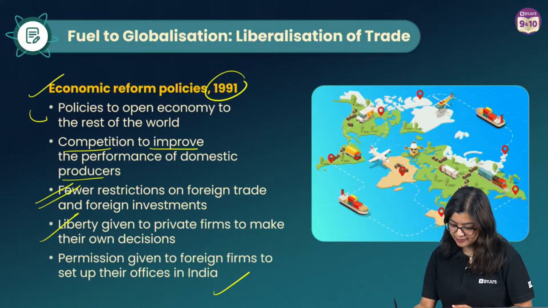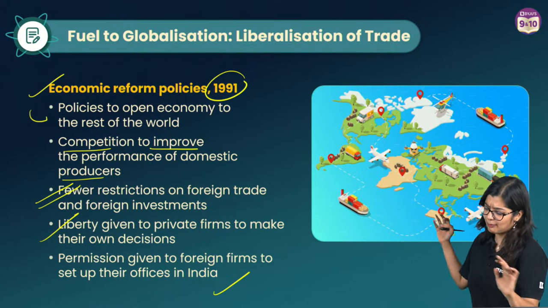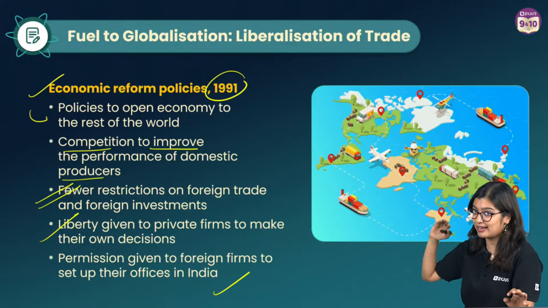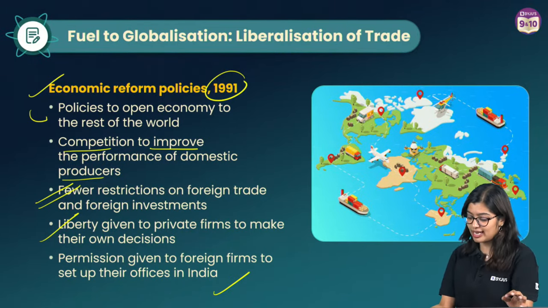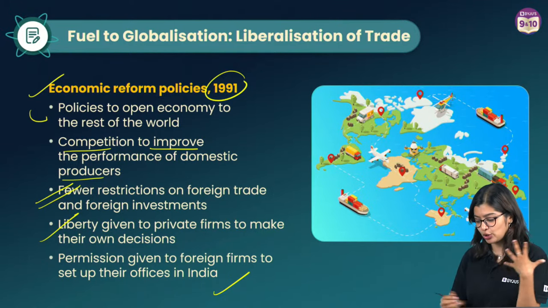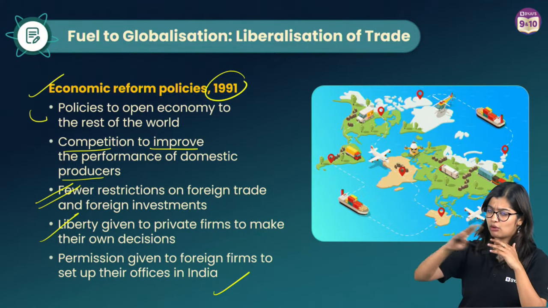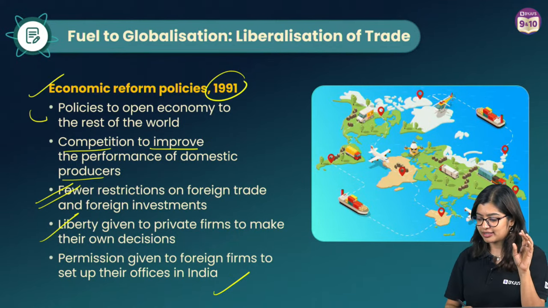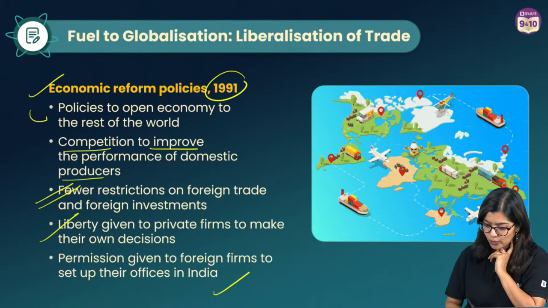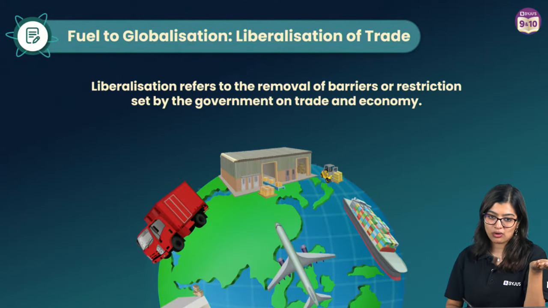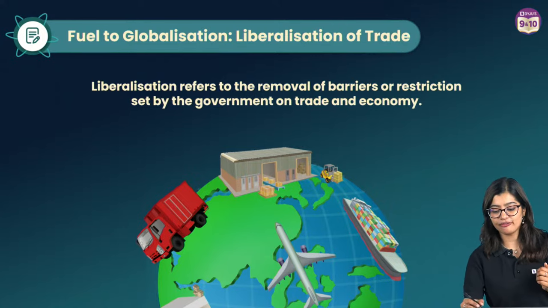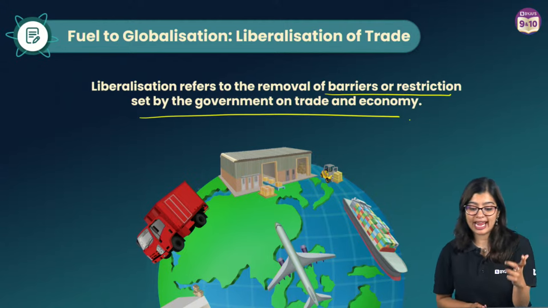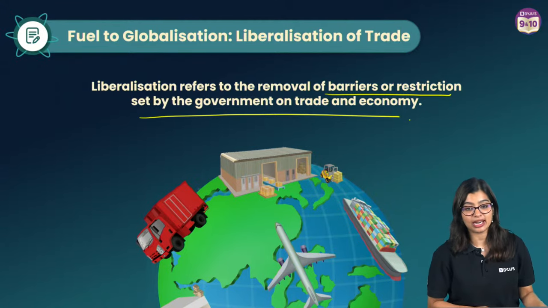So thereby, what do we see? We see that to a large extent, India had removed barriers on trade and investments, right? Thereby, there was easy import and export of goods and services, which also meant that more factories were allowed to be set up. Okay, now what we just saw, this removal of barriers and restrictions set by the government on trading and the economy, is what we call liberalization.